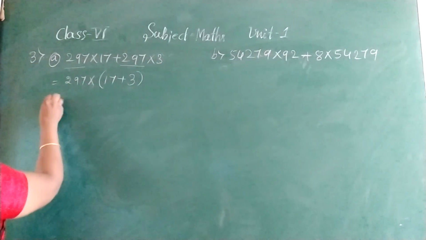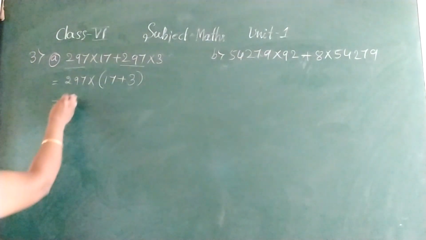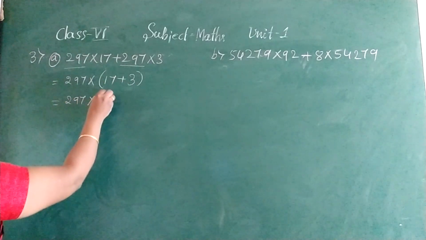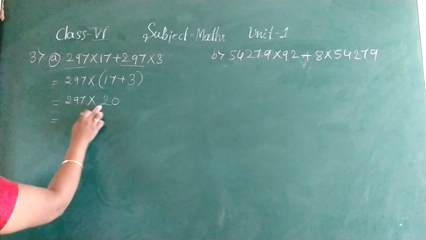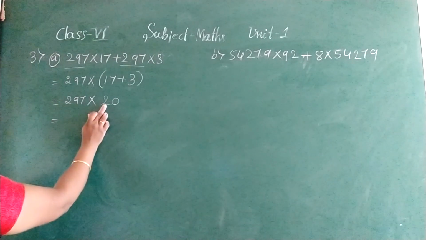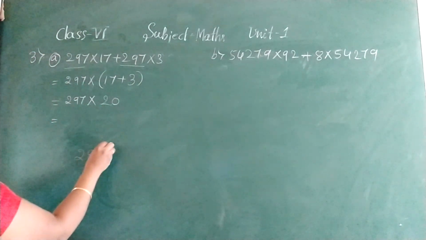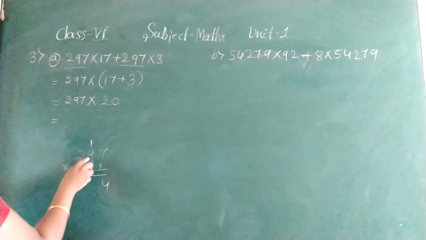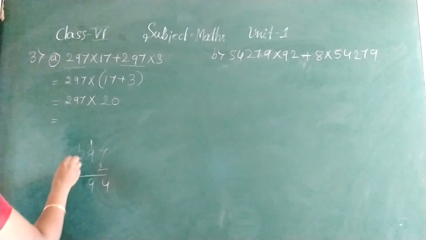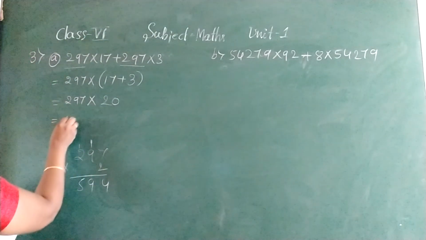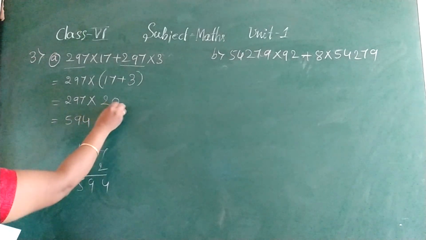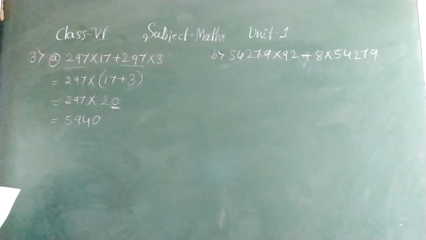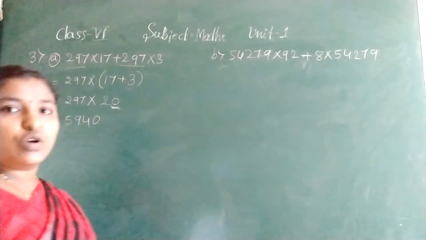So we have written like the associative property. Now 297 into 17 plus 3, 20. So now you have to do 297 twos. 297 into 2 multiplication: 7 twos are 14, 9 twos are 18 plus 1, 19, 2 twos are 4 plus 1, 5. So 594 and a 0, that is the answer: 5940.